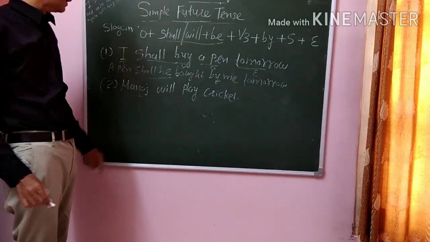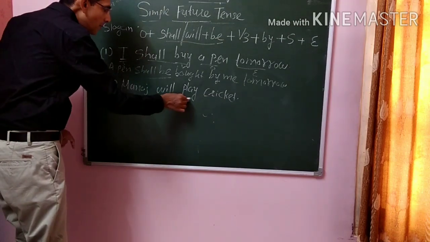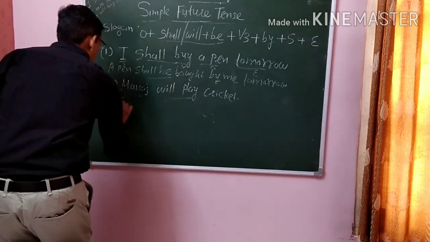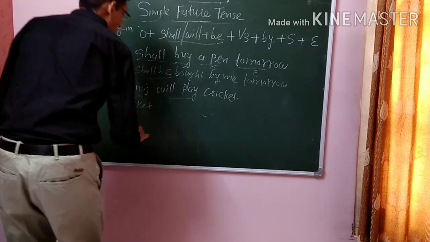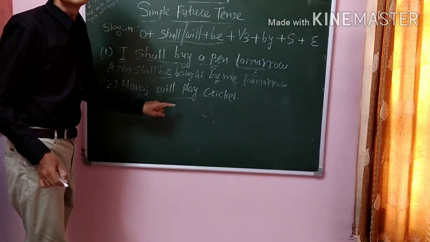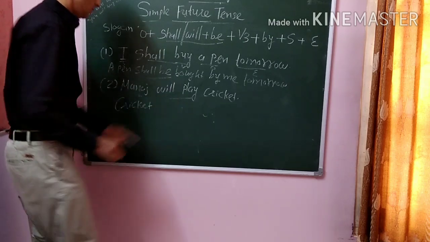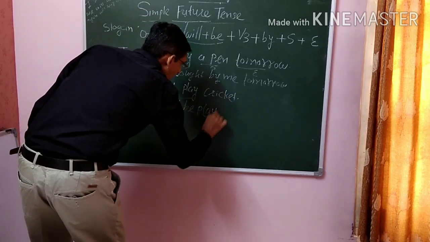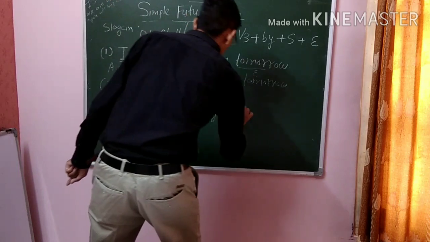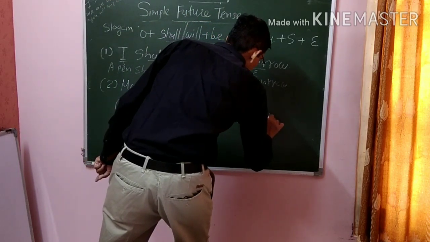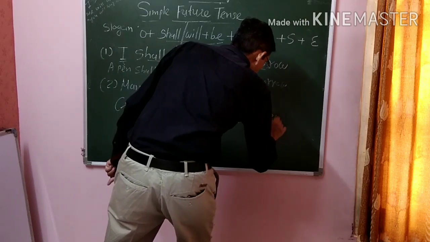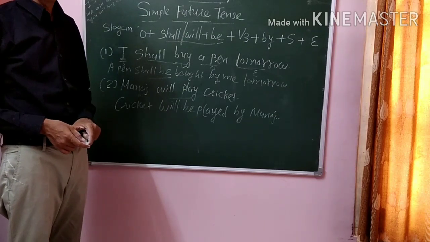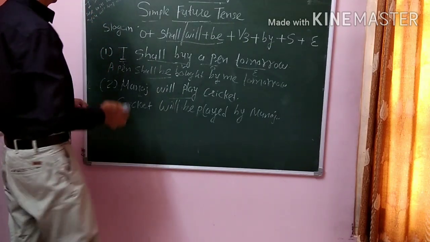Manoj will play cricket. Manoj is the subject, will play is the verb, and cricket is the object. Here we will put the object first. Cricket. Will play turns into will be played. So will be played by Manoj. Cricket will be played by Manoj. I give another example.